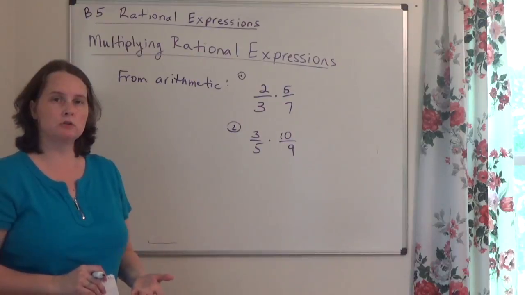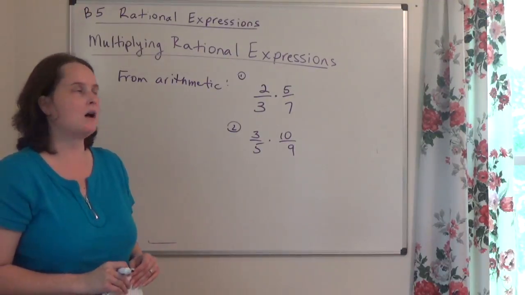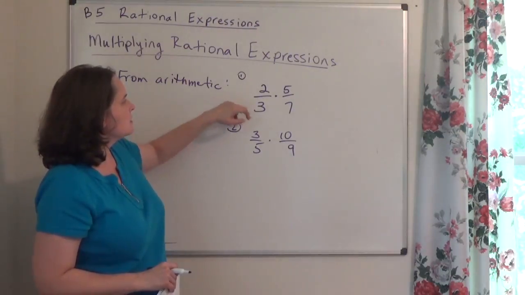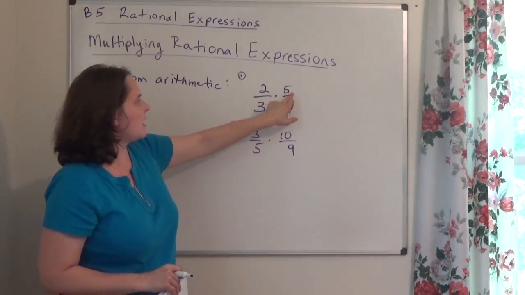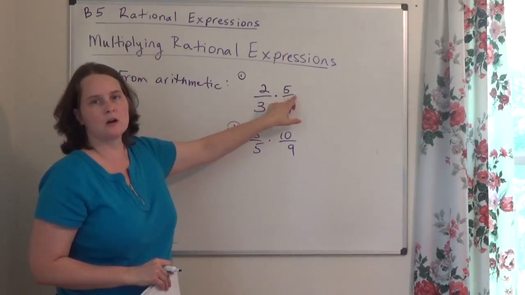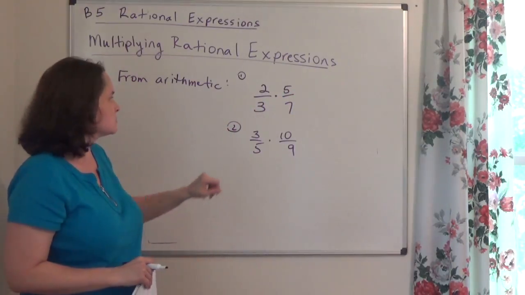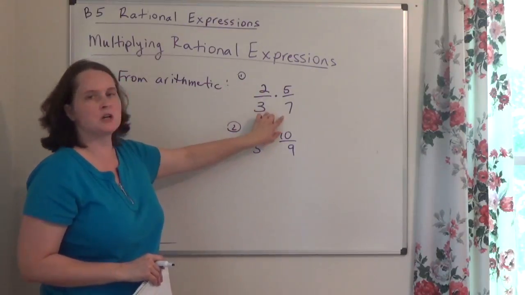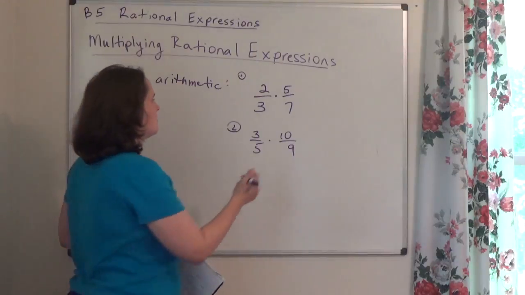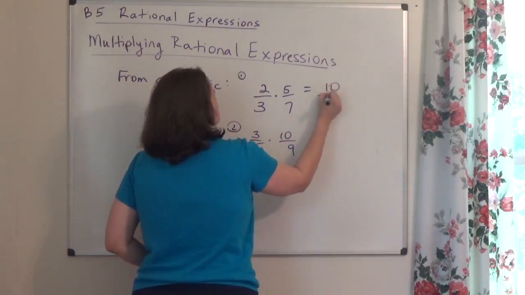Sometimes you might need to reduce, but other times you may not have to. So looking at my first one, 2/3 times 5/7. If you look at the 3 and the 5, look crosswise. Do 3 and 5 share a common factor? They don't. 2 and 7, they do not share a common factor. So we can just multiply straight across the top and get 10 straight across the bottom.